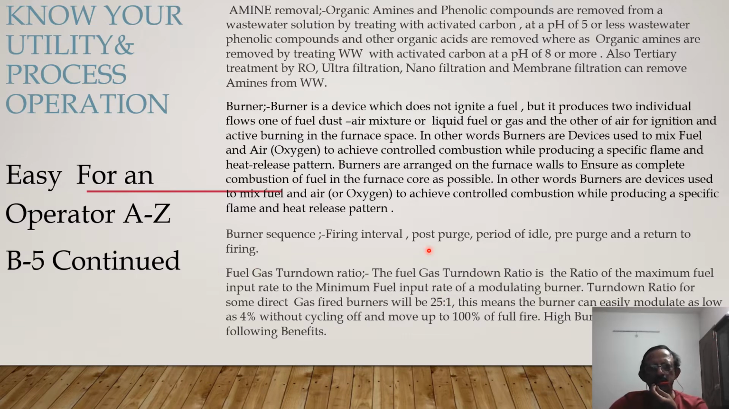This sequence or cycle cannot be done regularly or frequently. So if you want to reduce the load, you can reduce to 4% on minimum load and there is no need to stop the boiler. This sequence of purging and other things can be avoided. Then when you require full load, you can increase to 100% through the burner. Also in the modulating burner, the fuel gas turn down ratio plays a vital role. We'll see the other benefits in the next slide.